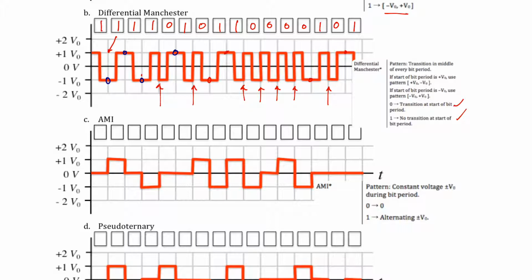Okay. Next I'll do AMI encoding. This one's pretty straightforward. A 0 is a 0. Let me fill all the 0s in first. 0 voltage is a 0 bit. And the 1s are alternating. The ones that are non-zero are the 1s. And as I double check as I go, that one is straightforward.